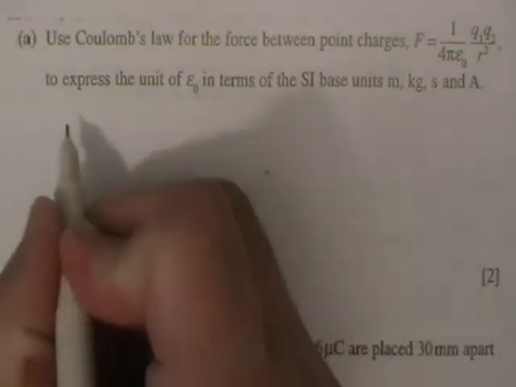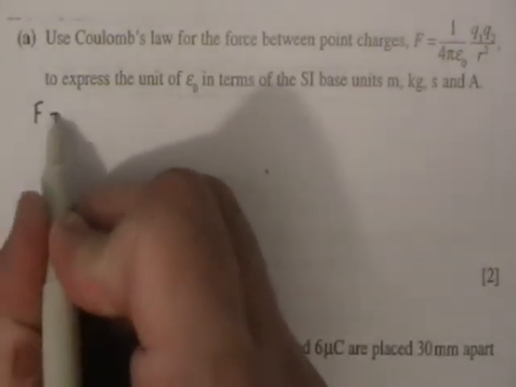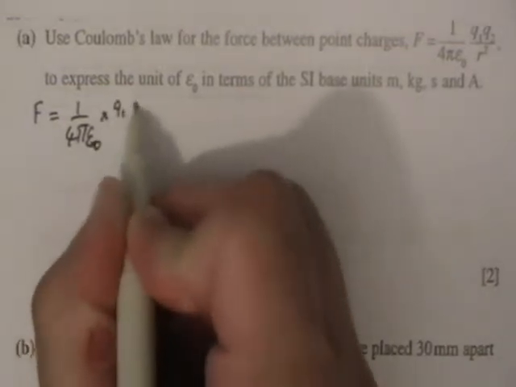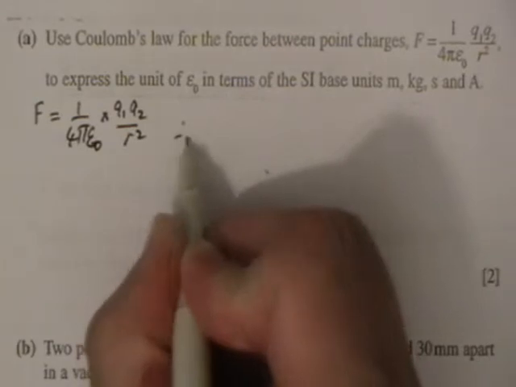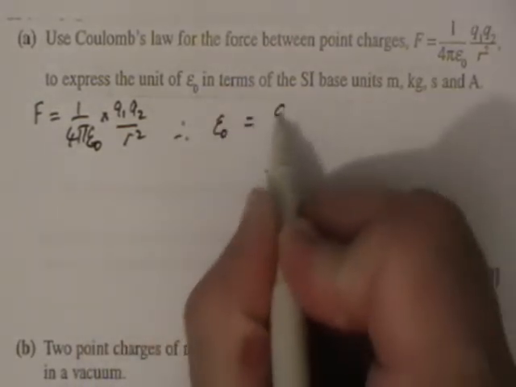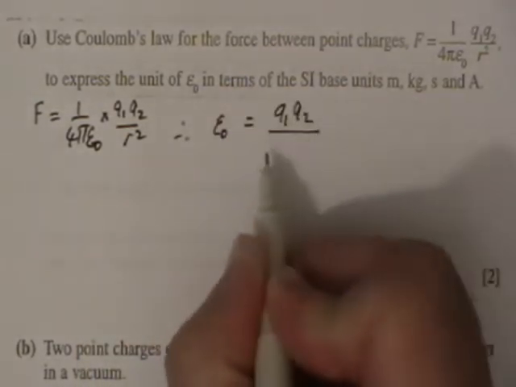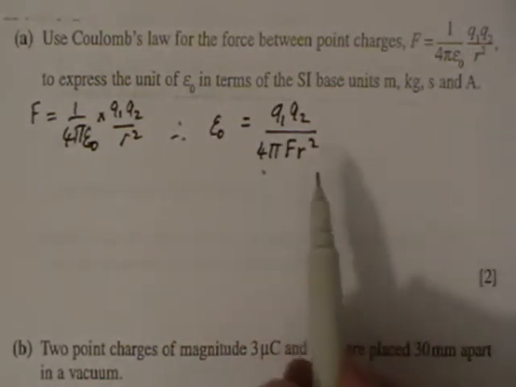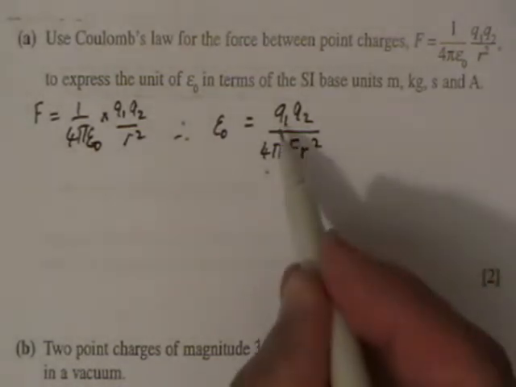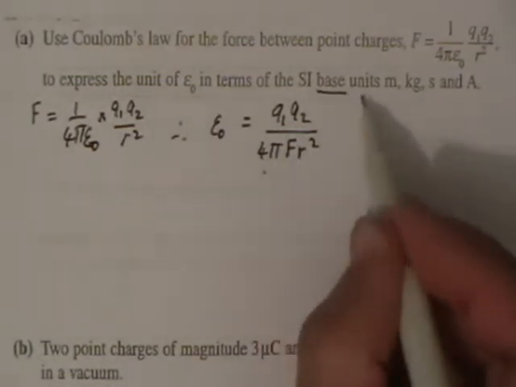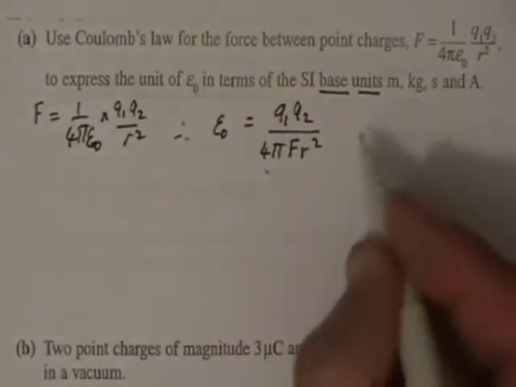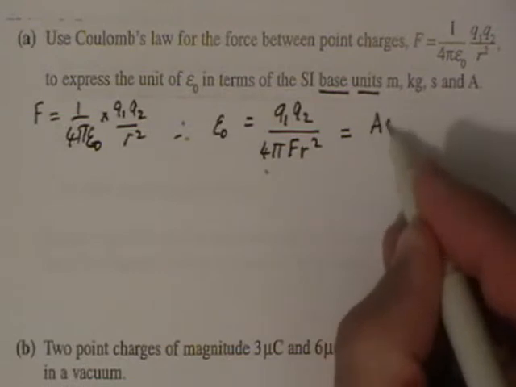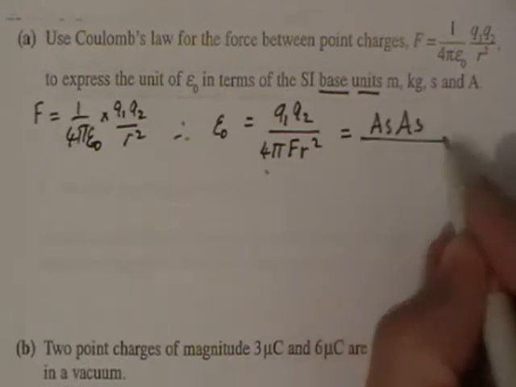So essentially what we're going to have to do is say, well, if F is equal to 1 over 4 pi epsilon naught times Q1 Q2 over R squared, therefore epsilon naught is equal to Q1 Q2 over 4 pi F R squared. And what we're looking for now is the units of these. This is a charge, and we're looking for base units. So base units for charge will be amp seconds. Q equals IT, so amp seconds. So we've got amp seconds, amp seconds.